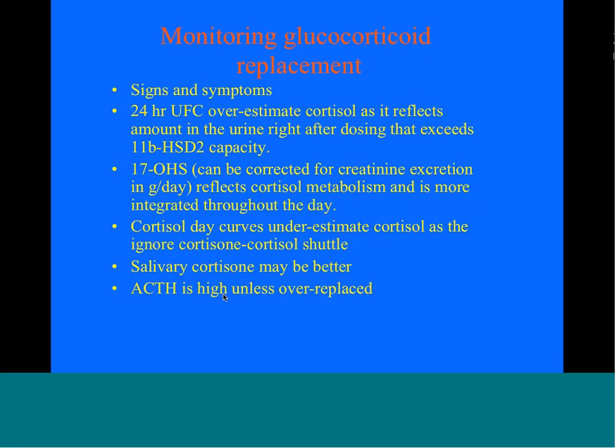You can measure 24-hour urinary free cortisol. It often overestimates cortisol, as it reflects the amount in the urine right after dosing that exceeds the ability of the kidney to break it down by this enzyme called 11-beta-HSD2. The 17-hydroxysteroids can be corrected for creatinine, and those are usually a more reliable measure. This is cortisol metabolites and reflects cortisol metabolism more throughout the day.